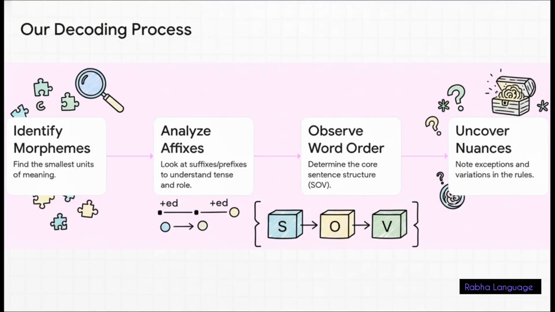So let's just quickly recap our detective work. We started by identifying the morphemes, those smallest bits of meaning. Then we analyzed the suffixes, like those tricky past tense markers. From there, we zoomed out to observe the word order and found that core SOV pattern. And finally, we uncovered all those cool nuances, like the optional object marker. It's a really powerful logical process.